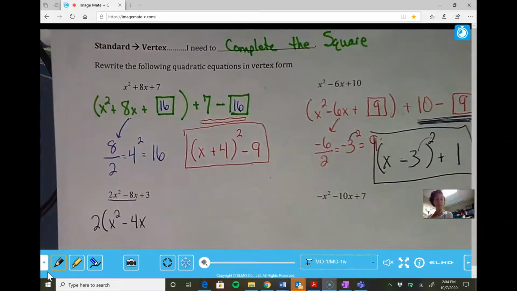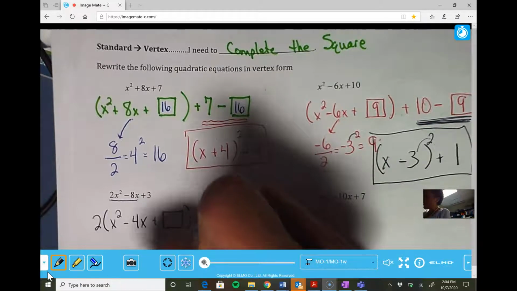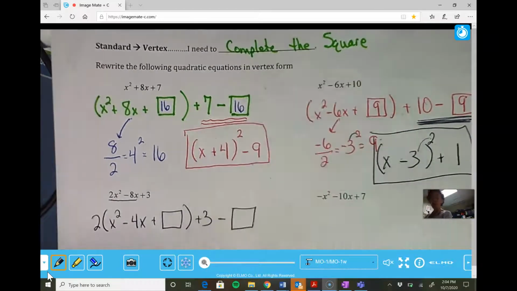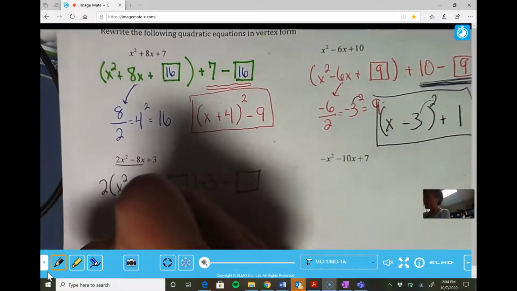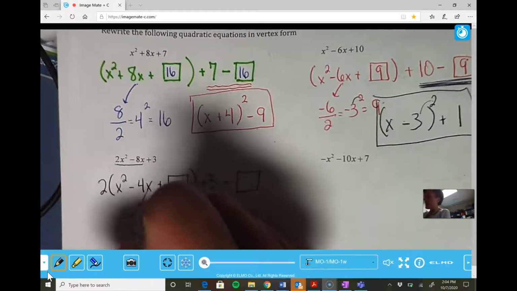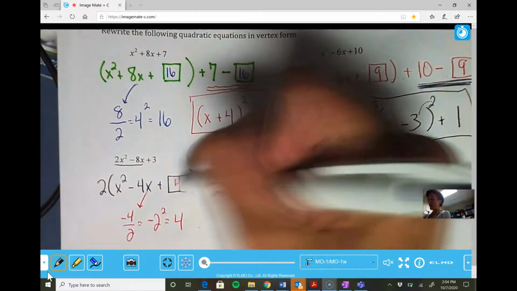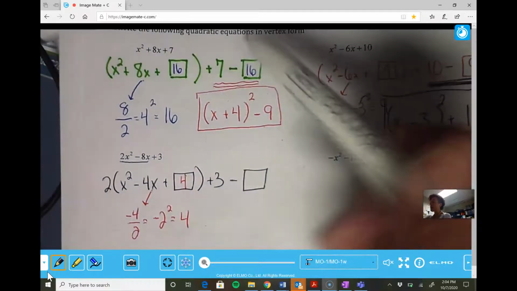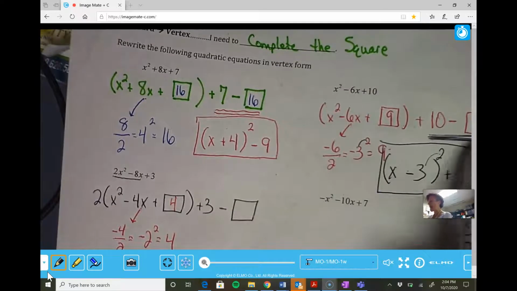like that. And then I'm still going to add my square, plus 3, and then I'm going to subtract my square, and I'm still going to do the same thing. I am going to take this -4, cut it in half, and then square that, and this is the number that goes in here. So normally, it's been 16 here, subtract 16, add 9, subtract 9.